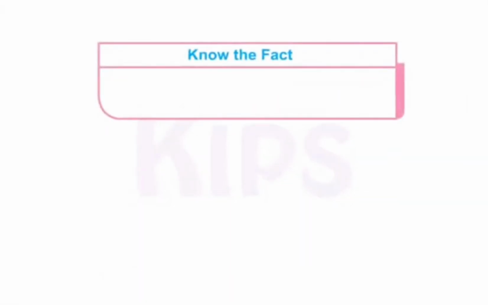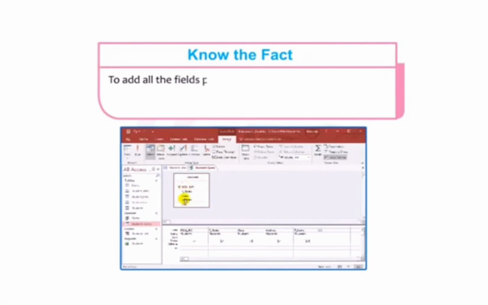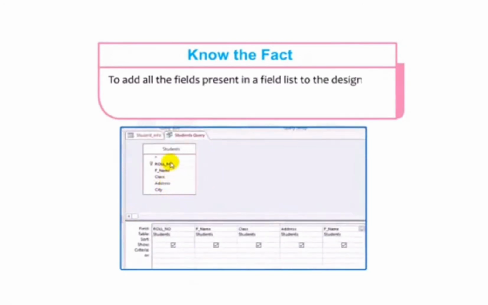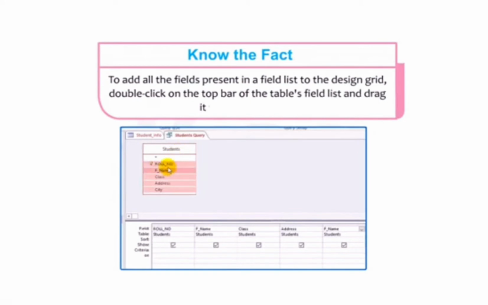Okay students, know the fact. To add all the fields present in a field list to the Design Grid, double-click on the top bar of the table's field list and drag it to the Design Grid.